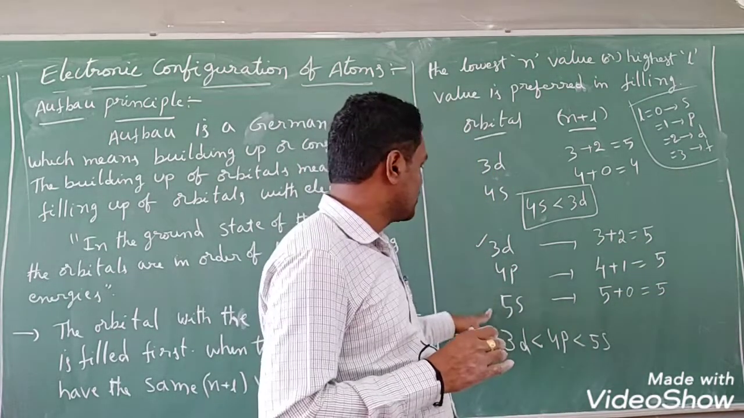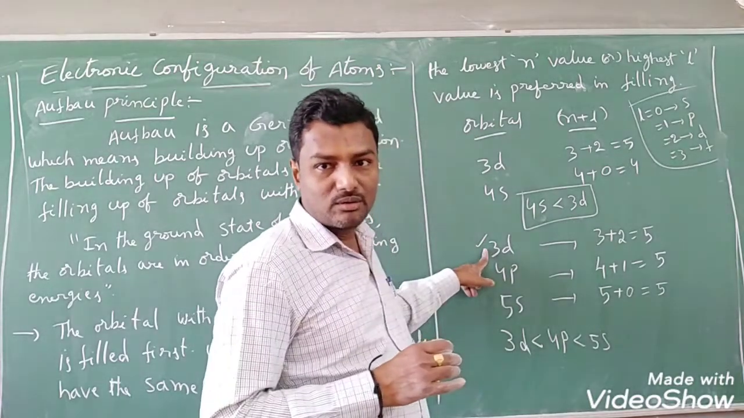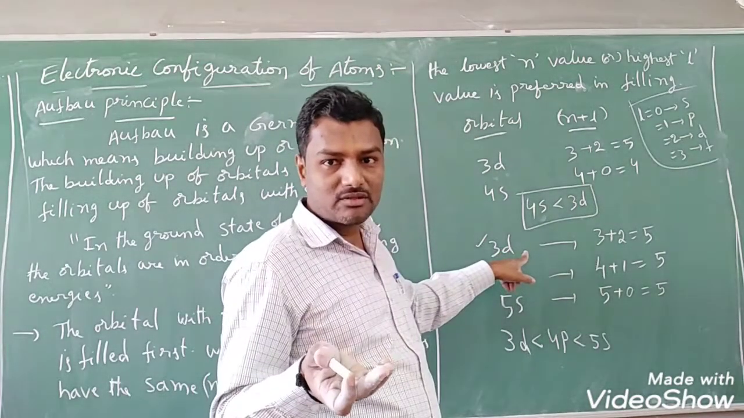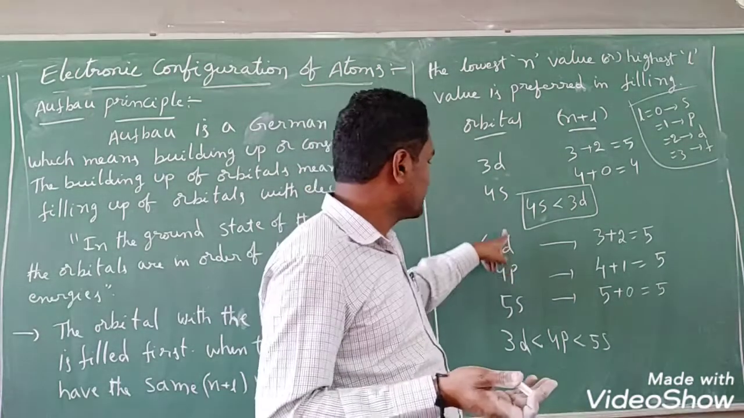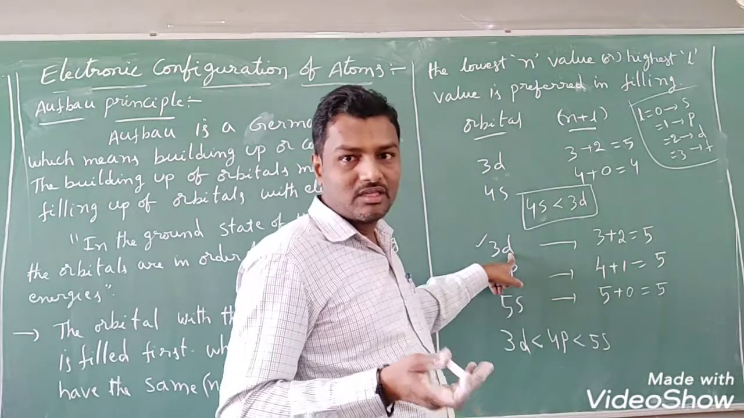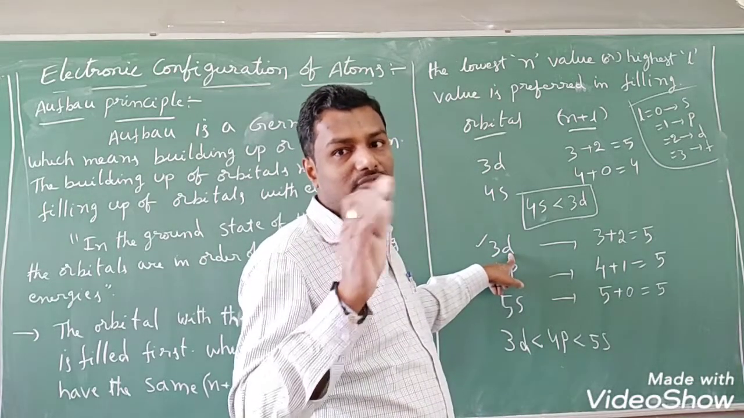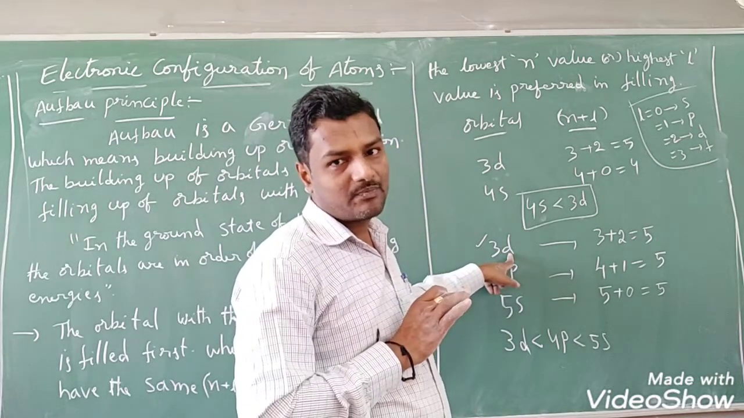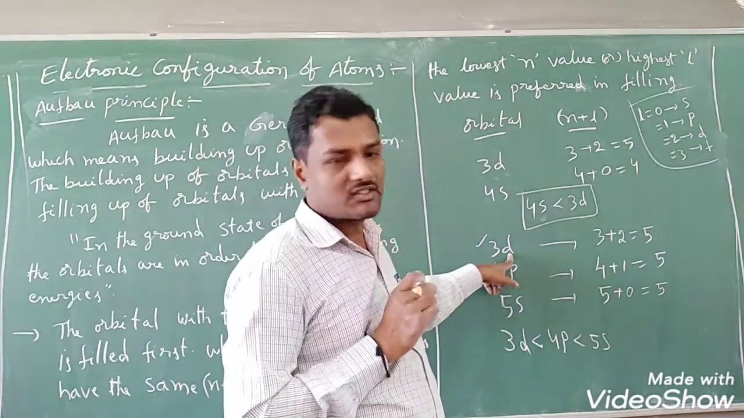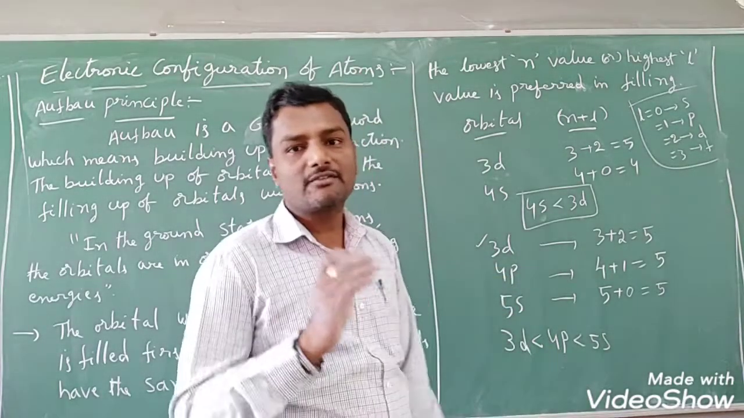the principal quantum number, which is the lowest n value. Or, if you observe with respect to the azimuthal quantum number, that is the l value, the one having higher l value, we should take first and fill the electrons in such orbital. That orbital possesses lowest energy compared with the remaining. That you have to identify.